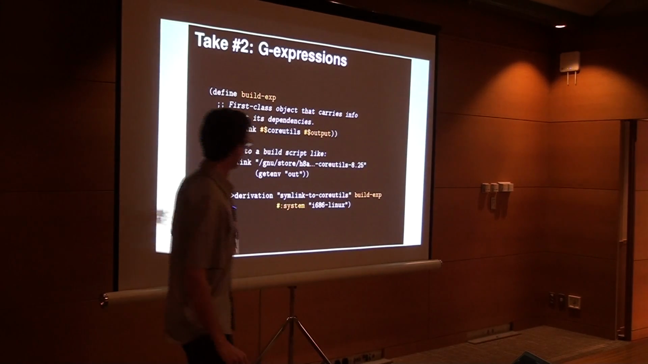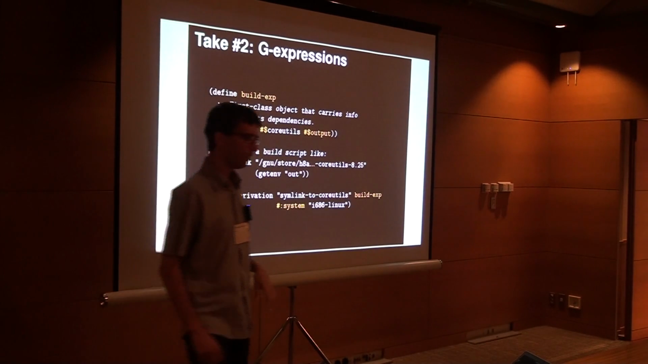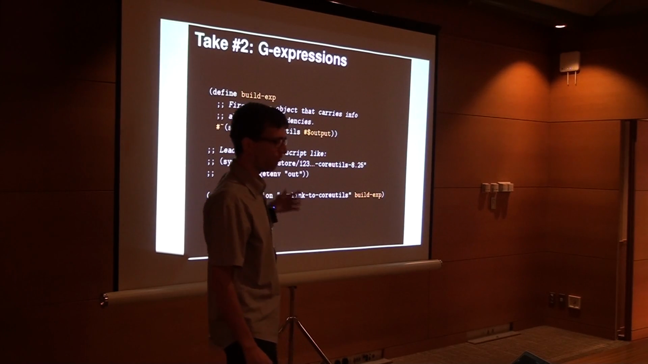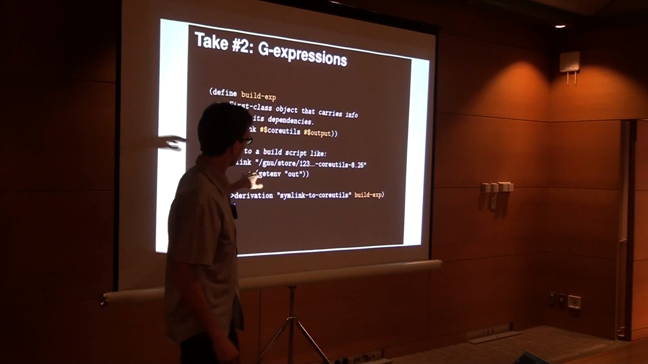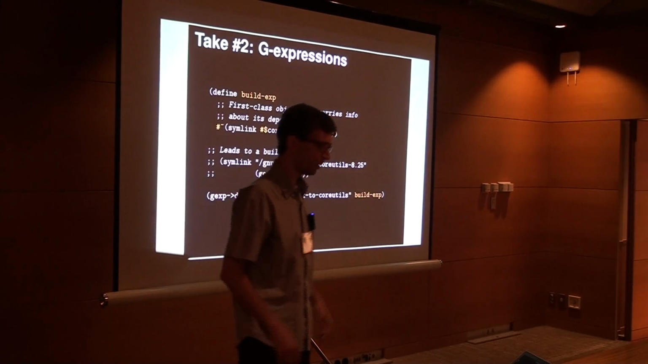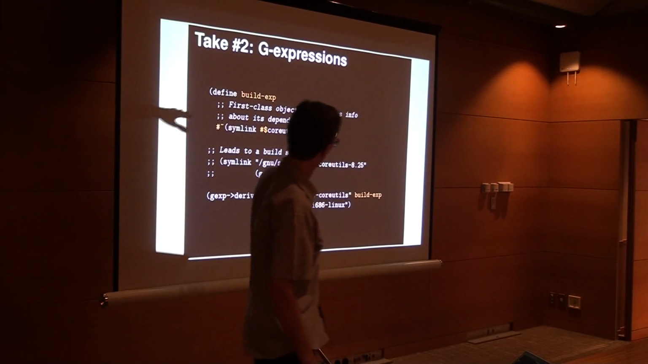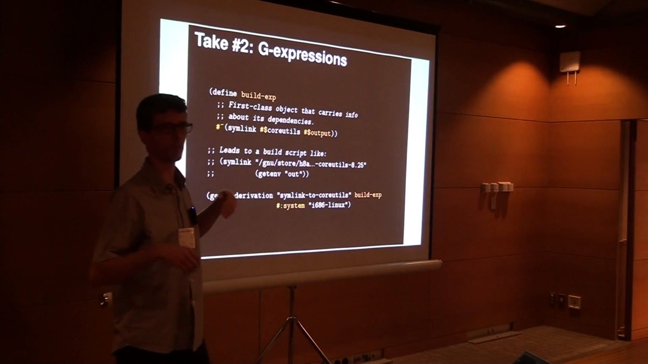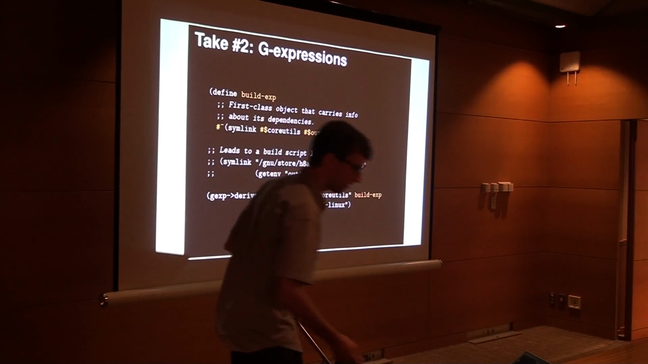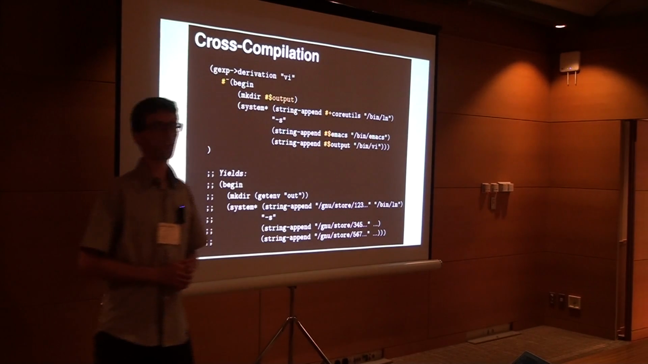Okay, and of course, the G-expression itself is independent of the system you're targeting. So let's say I'm on a 64-bit machine. If I'm building natively, I'm getting this file name for coreutils. But if I'm building for a 32-bit system like this, then I'm getting a different file name in the build script, right? Okay. So this is the basic idea of G-expressions.